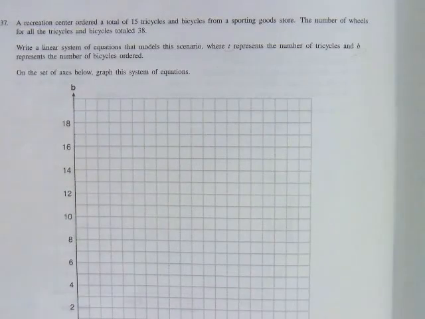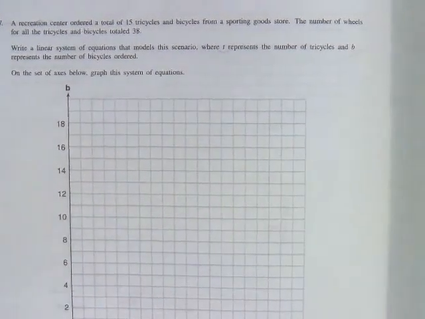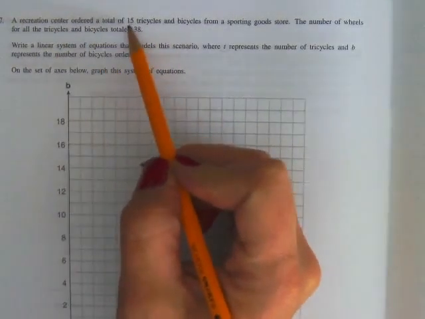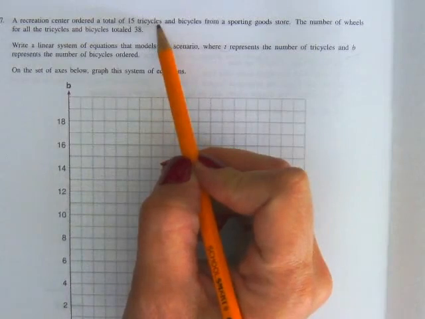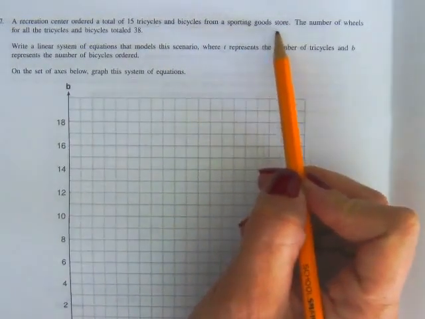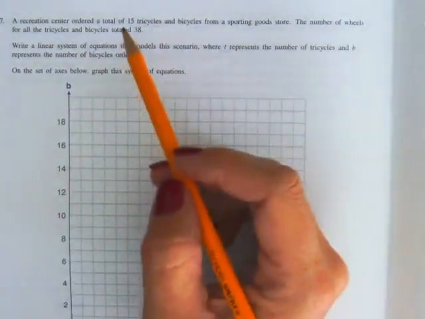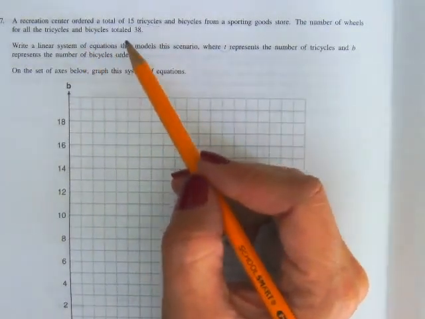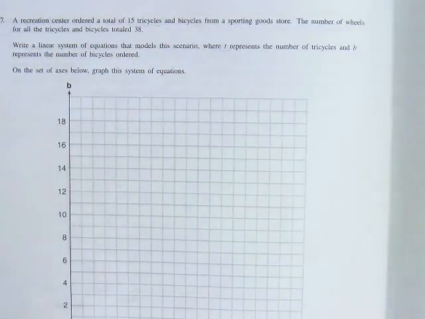Okay, writing a system of equations and graphing. This is number 37 on the January 2019 Regents. A recreation center ordered a total of 15 tricycles and bicycles from a sporting goods store. The number of wheels for all the tricycles and bicycles totaled 38.